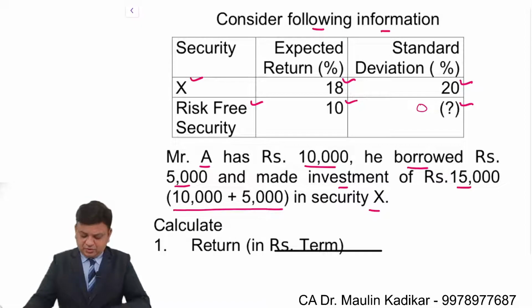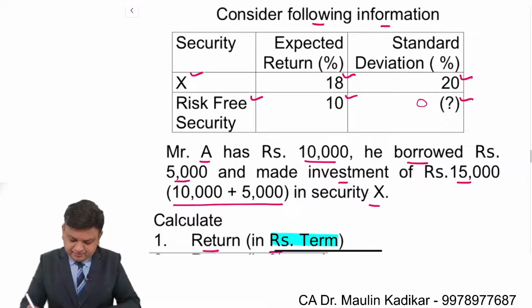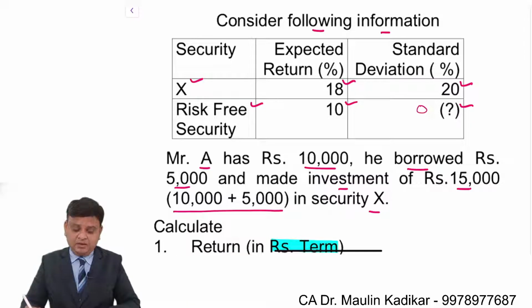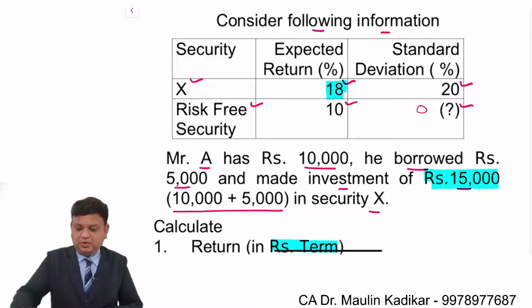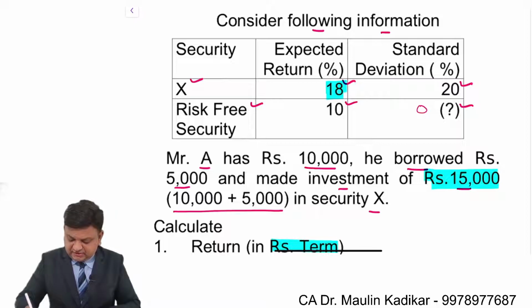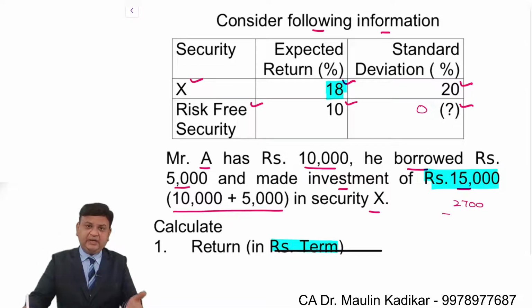Let us see how to make the calculation of the answer. The first question is calculation of the return in rupees term. We understand that this 15,000 rupees of investment is going to give a return at the rate of 18%. Please use your calculator: 15,000 into 18% comes to rupees 2,700. That is the income you are going to generate, because in absence of information, we assume that the investment is going to generate the return as we anticipate. This return consists of the dividend income and also the price change of the security.